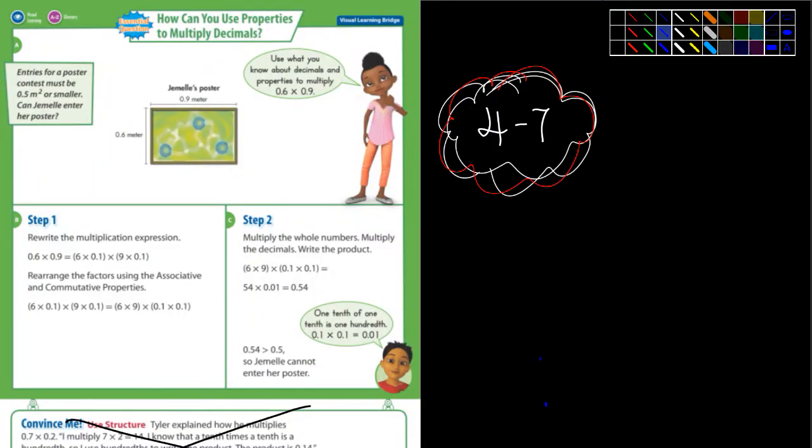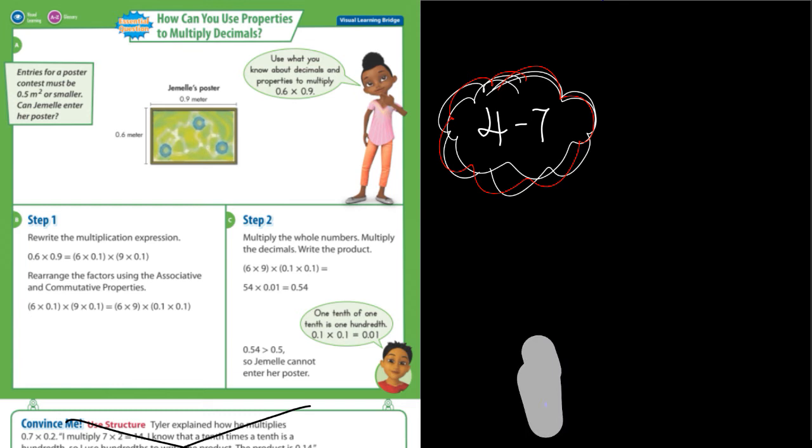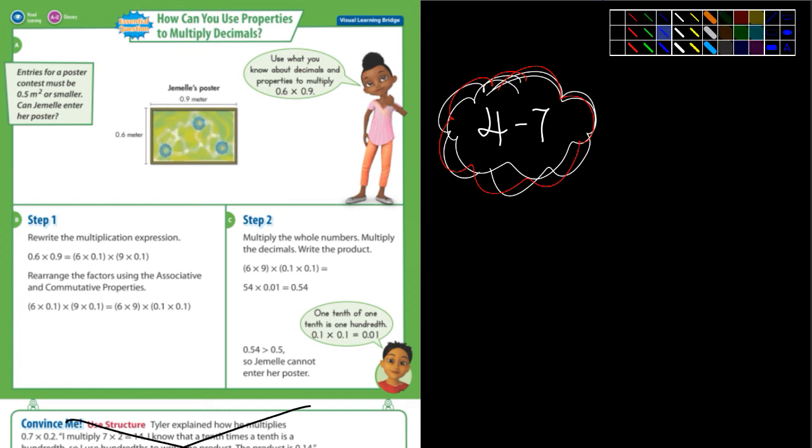Okay, again, this is 4-7, and I'm hoping to give you guys a quiz tomorrow on chapter 4, and then probably, I'm thinking Tuesday of next week, maybe Wednesday, give you guys the chapter 4 test. So anyway, some of these I don't want you to do.